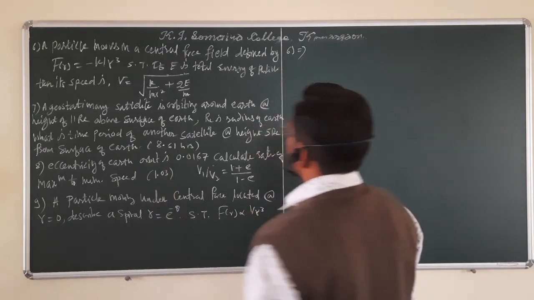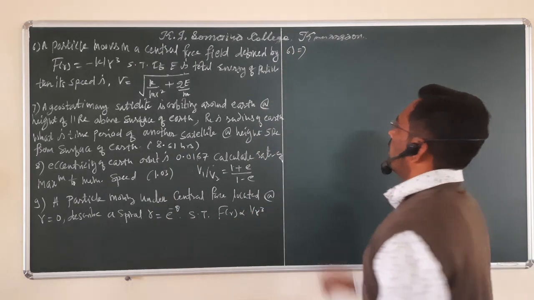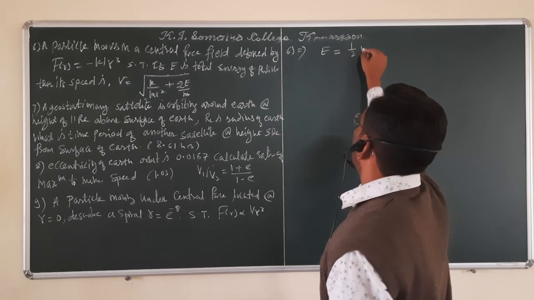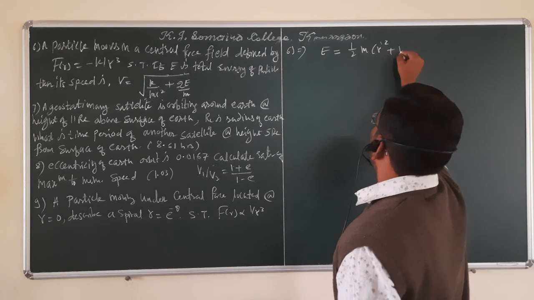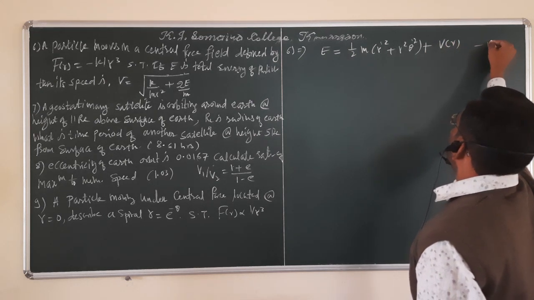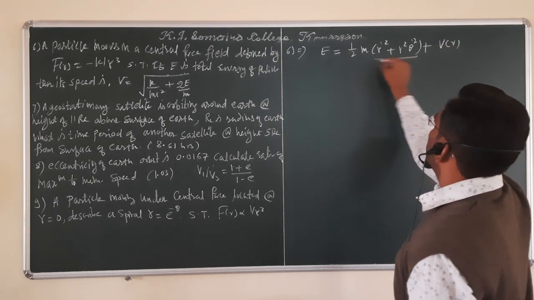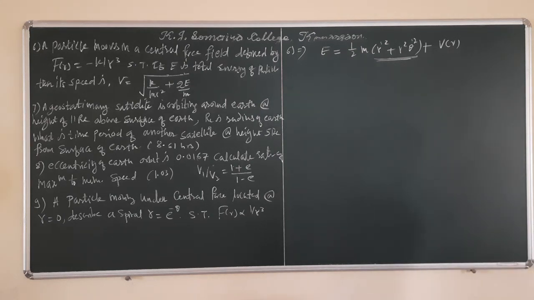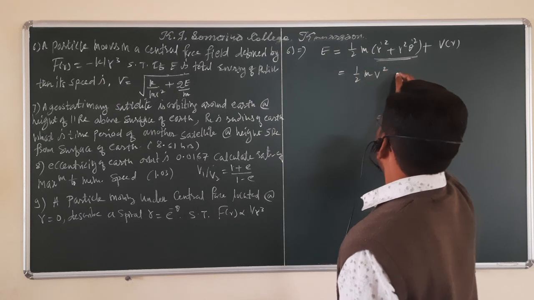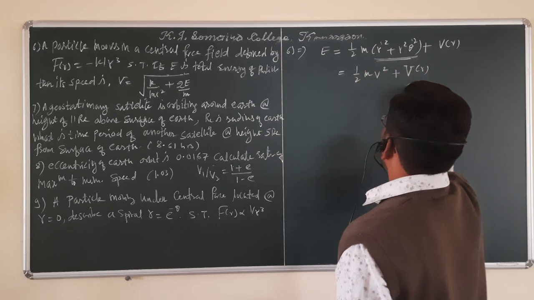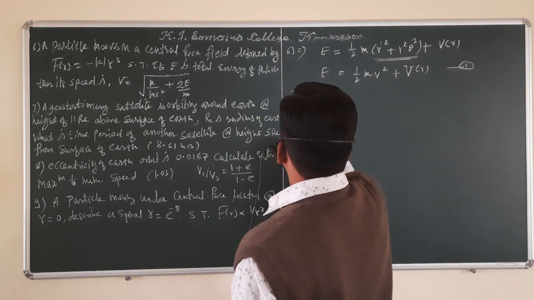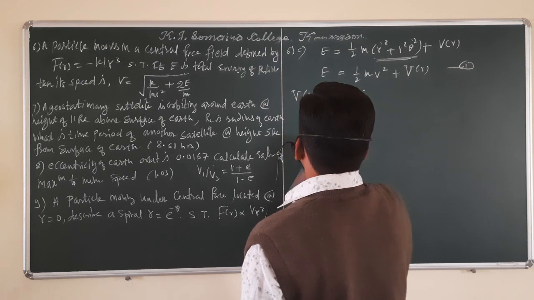as the particle moves in a central force field, we know that the total mechanical energy is 1 half m times (r dot square plus r square theta dot square) plus V of r. Now, in this equation, this term is nothing but its velocity. So this is equal to 1 half m into v square plus V of r. Call this equation 1, where V of r is the potential energy of that particle.